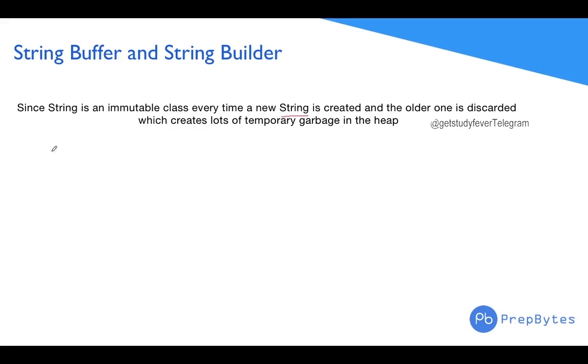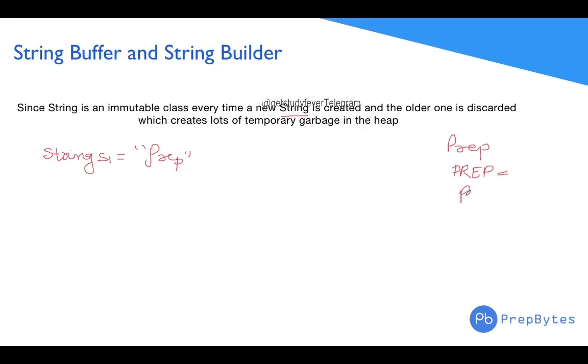So let's say we have prep in the heap. Now let's say I do the operation of toUpperCase. And now let's say I don't have to use this particular string, prep. I have to use this particular string. Now let's say I convert this to lowercase. A new string is created. So as you can see, every time we are modifying the string, a new string is getting created and hence lots of garbage is getting generated.